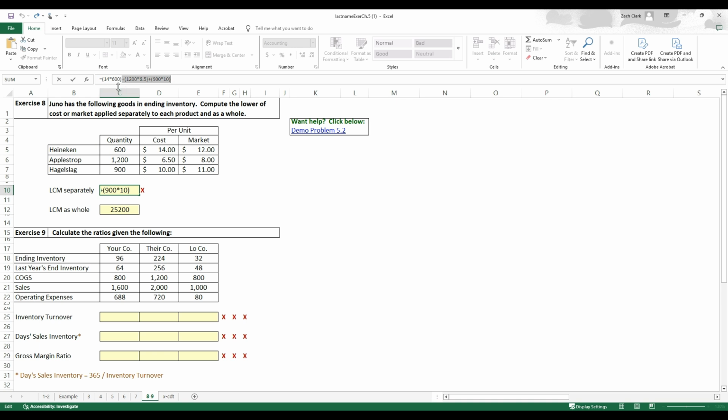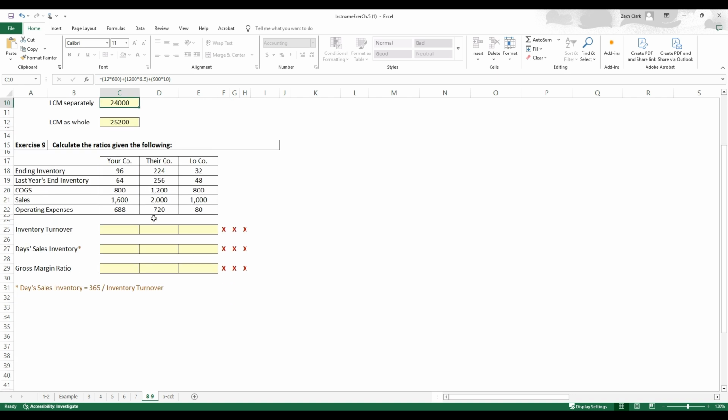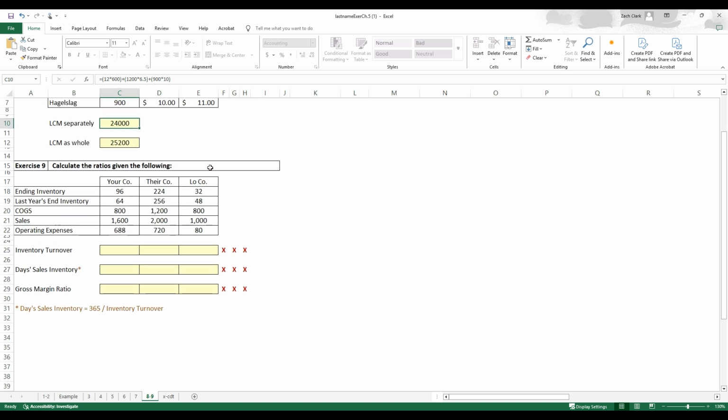So instead of the $14 cost, we're going to use the 12. And that brings us down to $24,000. We'd have to reduce our inventory by $1,200, which is fully at cost of what we paid. We would originally say, oh, our inventory asset on our balance sheet is $25,200. But if we do this analysis and realize we need to write this down to market value because the price has dropped, then we adjust that value down and recognize an expense for the difference.